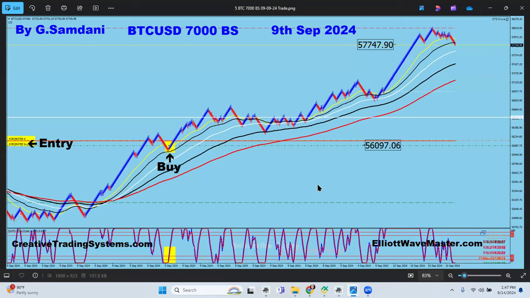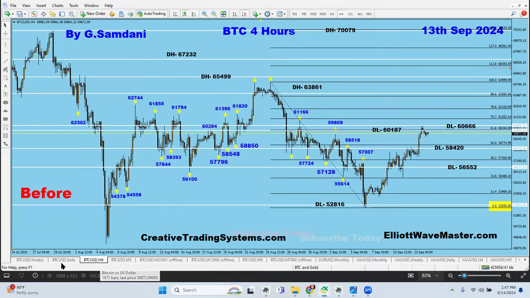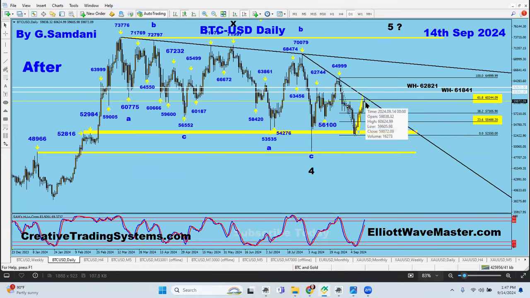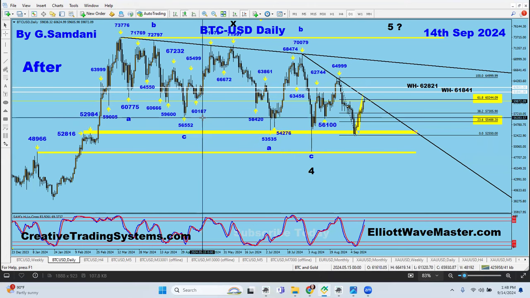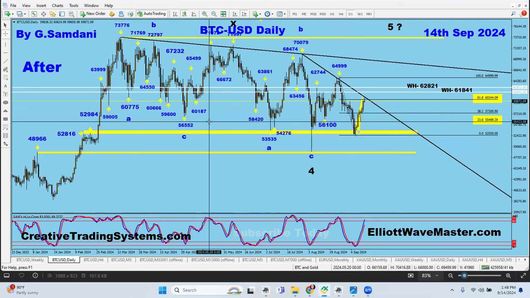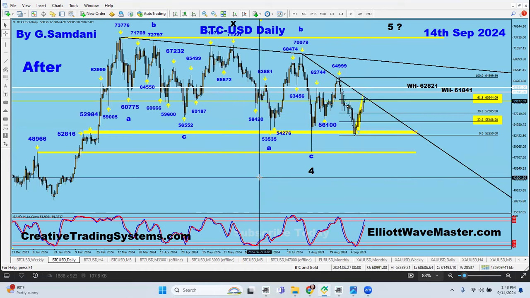Gold is all the way at the top, so I'm expecting a drop there, as well as a drop in Bitcoin from that area that I just showed you, right? So the key number to watch is 60,187. We must stay below it. Then we can go back to 56,100, or maybe 58,420, maybe more than that, right? 56,552 actually. So these are the couple of numbers that I have in sight going down if we stay below 60,187. All right, so this is it for now.